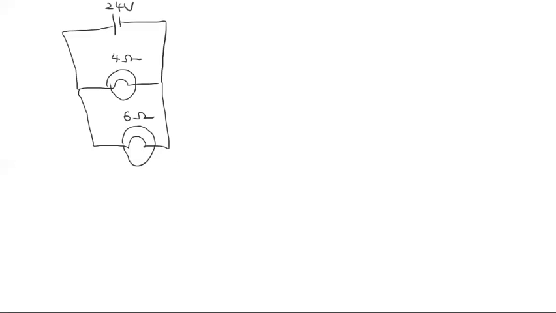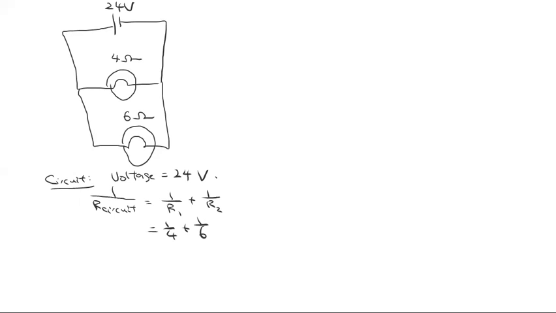So for the circuit, what's the voltage? The voltage is 24 V. Now, what type of circuit is this? Series or parallel? Parallel. So how do I work out the resistance of the circuit? 1 over R1 plus 1 over R2, which equals a quarter plus 1 over 6.